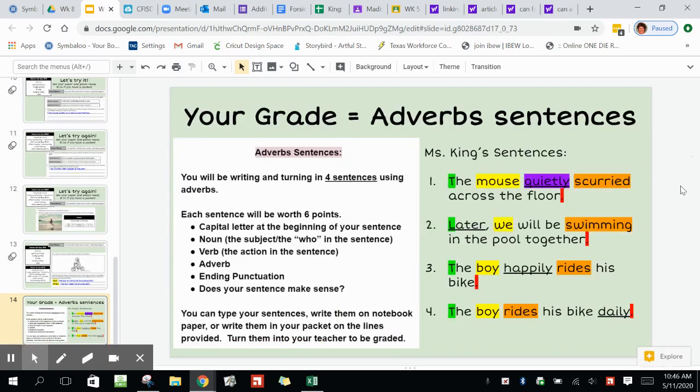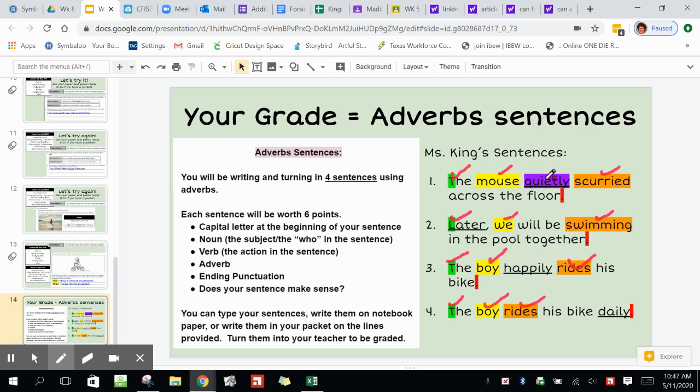So let me talk to you a little bit about what your work is this week and how it's going to be graded. You're going to be writing and turning in 4 sentences using adverbs. Okay? So here were my sentences. A little bit different than the ones I wrote, but each sentence is worth 6 points, and I'm going to explain to you how I get those points. Okay, the first point comes from whether or not you have a capital letter on each one of your sentences. Okay? Then do you have a noun in each one of your sentences? And I color-coded them, making it easier for you to see. Is there a verb in each one of your sentences?